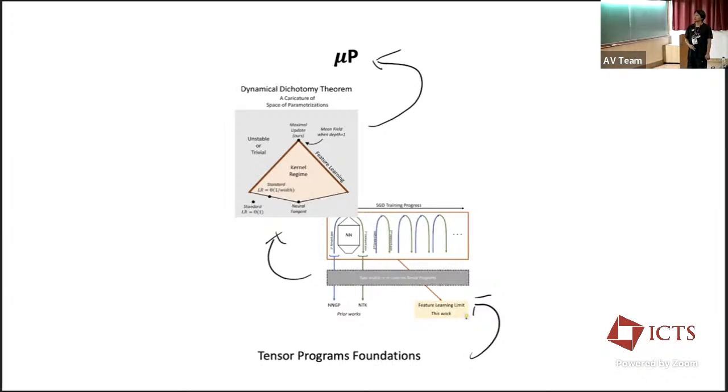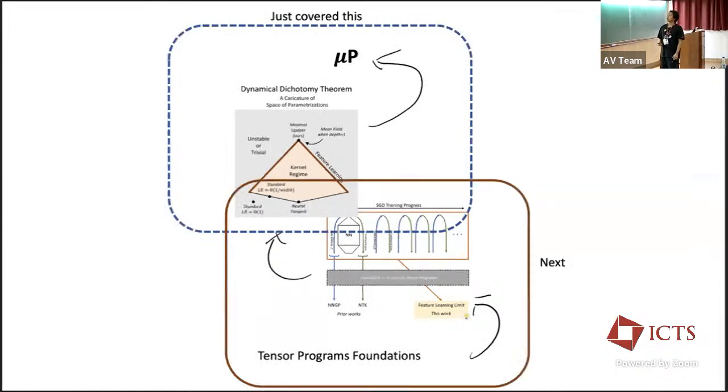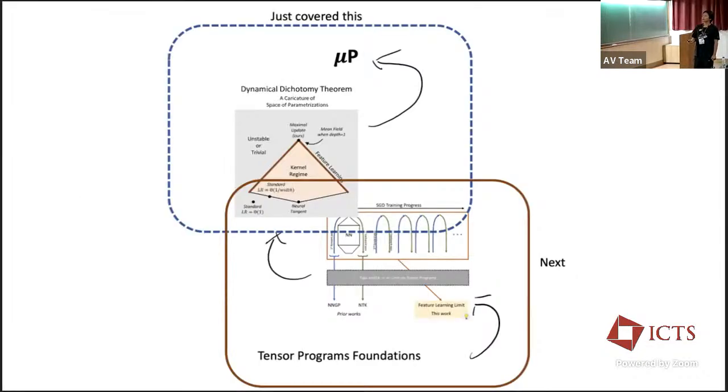Great. So we just covered this, and for this lecture, let's try to cover as much of this as possible and give you some ideas, some appetizers for what's going on in the foundations. Okay, so how do we prove the theorem that I told you about, this picture here? How do we know that picture looks the way it is?